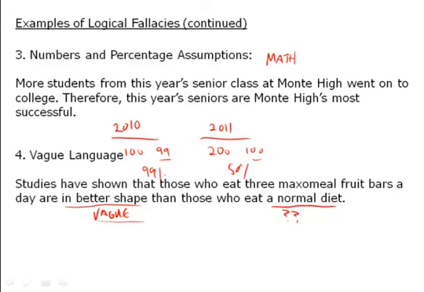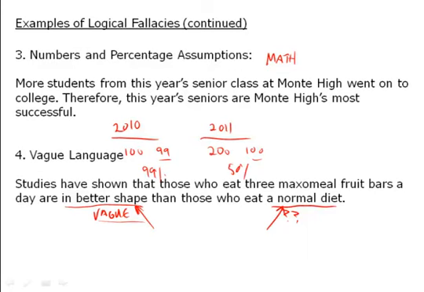Don't just say, oh, the language is vague, end of story. No, the language is vague. What must the argument do to make this language less vague? Well, give us something specific here. Quantify better shape. Okay, well, they lost 10 pounds versus those on a normal diet. A normal diet being what? Again, define terms. Make sure this is as specific as possible in order for the argument to be more valid.